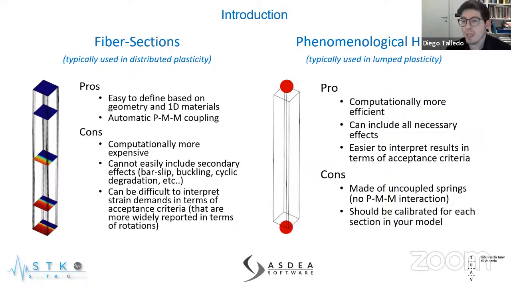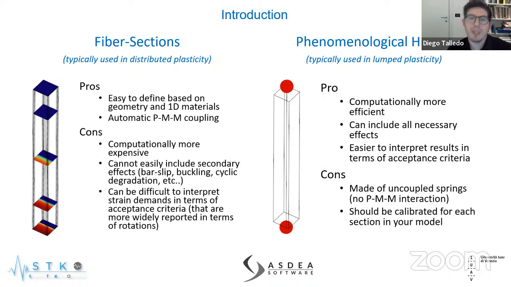Of course, they have some undoubtedly advantages. For instance, it's very easy to define based on the geometry and the constituent materials, all uniaxial, as we said. And the other big and strong advantage is that it automatically captures the interaction between axial force and biaxial bending moments, so PMM coupling. On the other hand, of course, it's a computationally more expensive method, and it's somehow more difficult to include secondary effects like bar slip, buckling, cyclic degradation, etc.